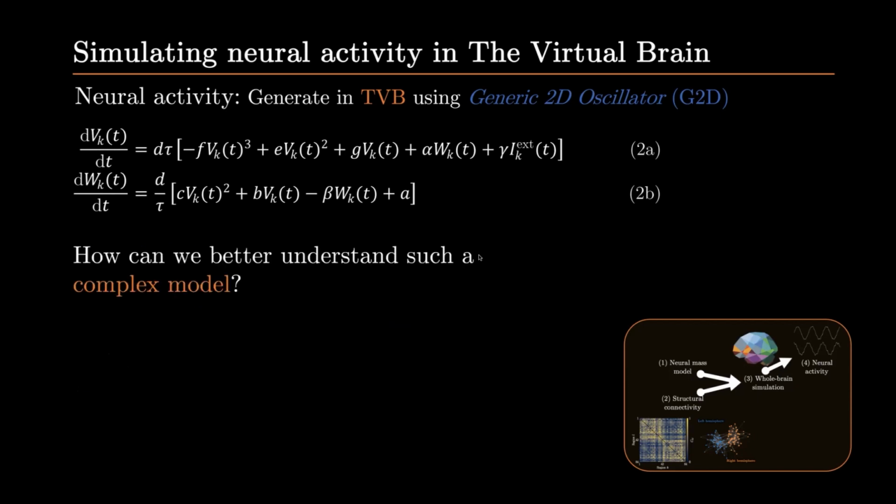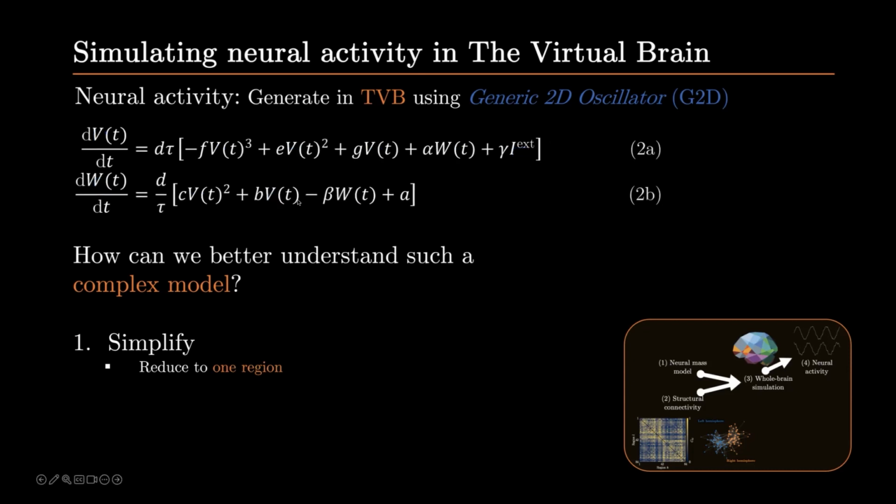Okay, so despite the fact that this system has only two equations, it's a complex model. It is highly nonlinear, and it's important to understand such a complex model. But how can we do this? We have to simplify it. We cannot just take the full model with many brain regions and coupling and structural connectivity from empirical data if we want to understand this model. So we have to simplify it somehow. And the first obvious simplification is to reduce the whole problem to one region. So instead of having the index k, we can just look at a single isolated region.